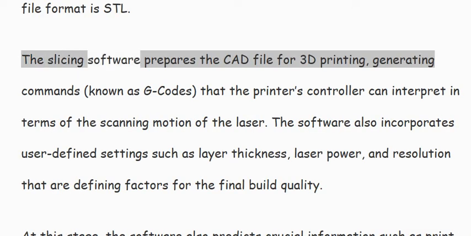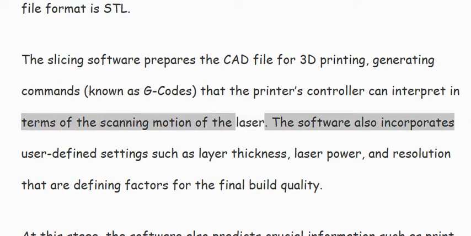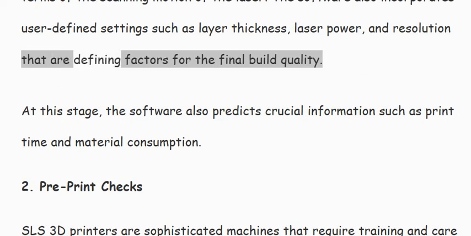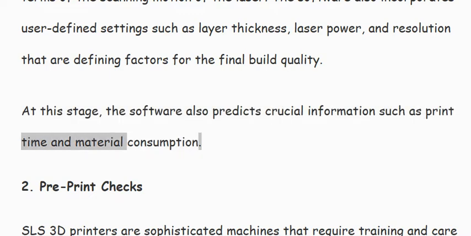The slicing software prepares the CAD file for 3D printing, generating commands, known as G-codes, that the printer's controller can interpret in terms of the scanning motion of the laser. The software also incorporates user-defined settings, such as layer thickness, laser power, and resolution that are defining factors for the final build quality. At this stage, the software also predicts crucial information such as print time and material consumption.